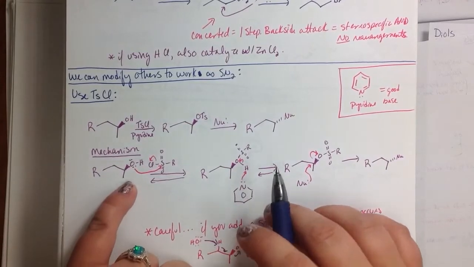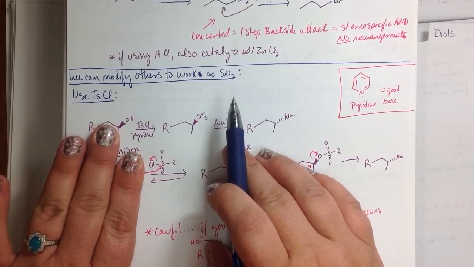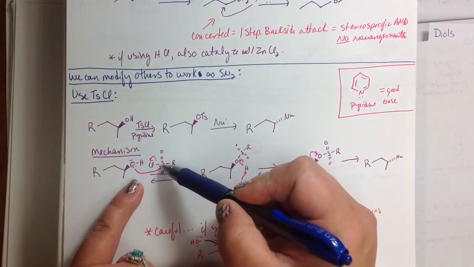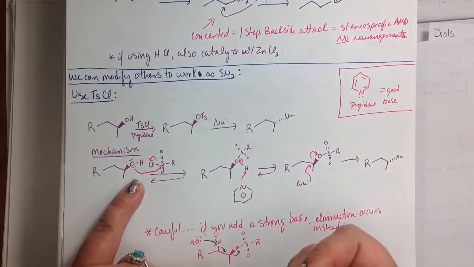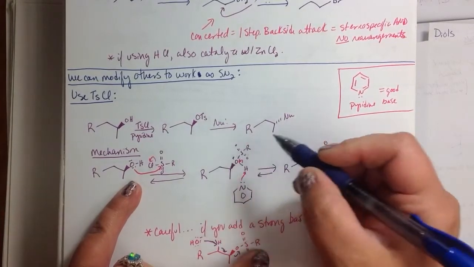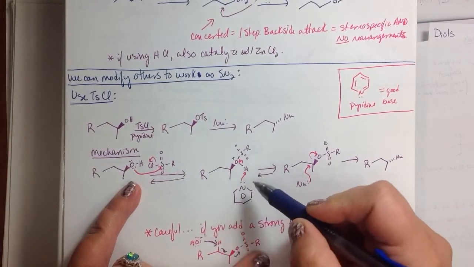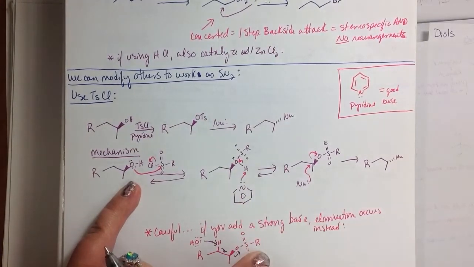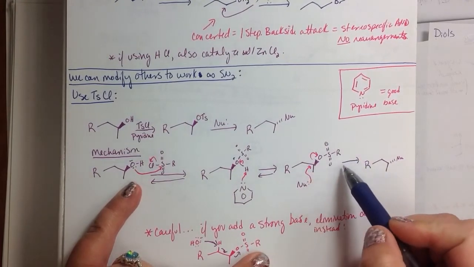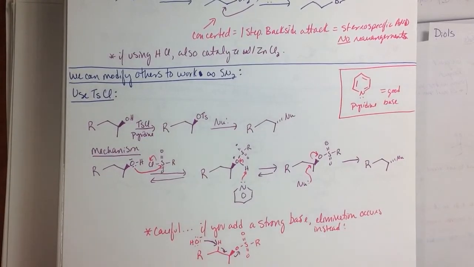So here's the mechanism for that. This TsCl looks like this. Okay, so what's happening is that these oxygen electrons are coming here to that sulfur and the chlorine is leaving. That then gives you a positive charge right here on the oxygen, and then the pyridine that we put in there comes and grabs that hydrogen and electrons go back to the oxygen. Well, now this guy is a really good leaving group. So nucleophiles will go in there pretty easily, bam bam, and there you go.